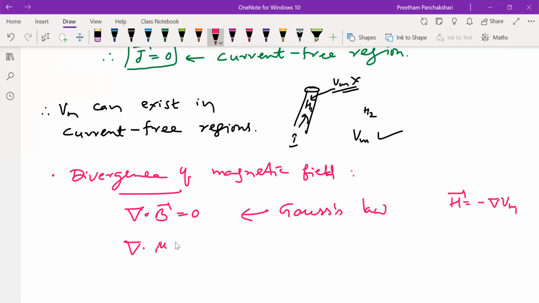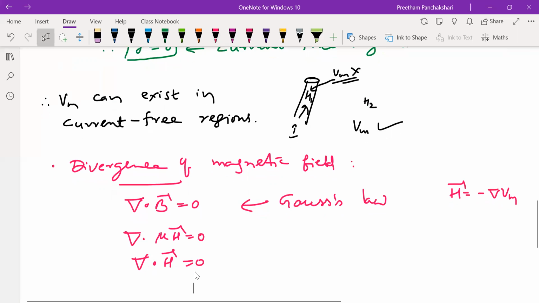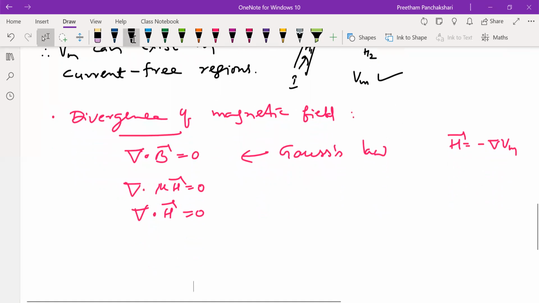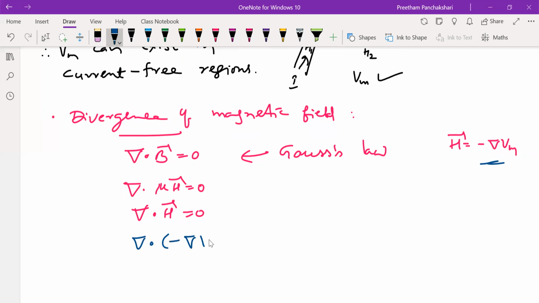So let us convert B to H. B is equal to mu H, and mu cannot be 0. So then divergence of H must be 0. In this equation, if I substitute the scalar magnetic potential relation, then we get an equation. What is that? Del dot del is del square Vm is equal to 0.